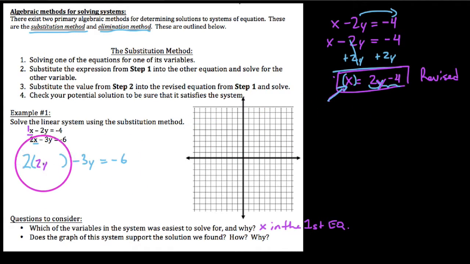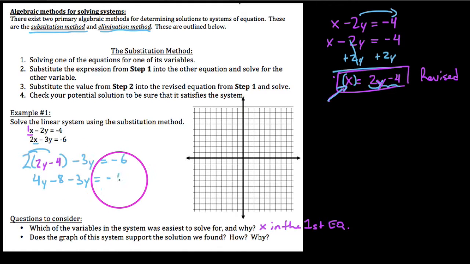So we say 2 times (2y minus 4), and this is what we refer to as our substitution. The nice thing is whenever you make this substitution, you'll always end up with one variable type. So now we can solve this equation. We start by simplifying first: 4y minus 8 minus 3y is negative 6. Combining like terms, we get a single y minus 8 is equal to negative 6, and if we add 8 to both sides, we have isolated the y. So y is equal to 2.